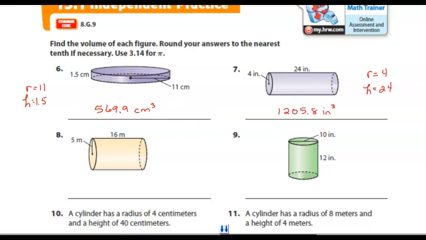You should have found that this cylinder has a radius of 4 and it has a height of 24 inches. When you did the volume, you should have taken 3.14 times 4 squared times 24, and that gives you 1,205 and 76 hundredths. By rounding to the nearest tenth, I get 1,205 and 8/10 cubic inches. Okay, do the same for number 8.